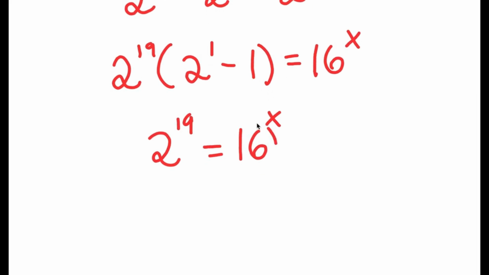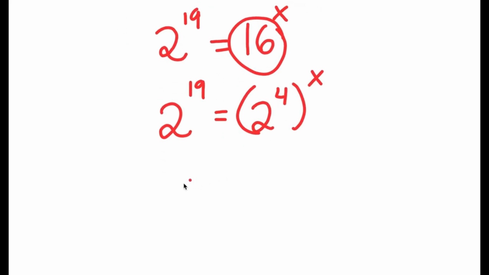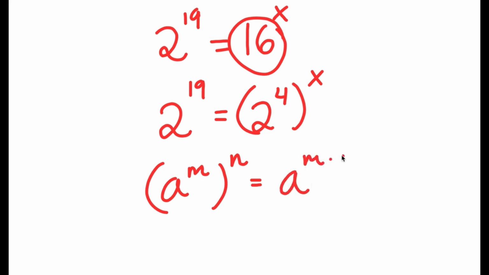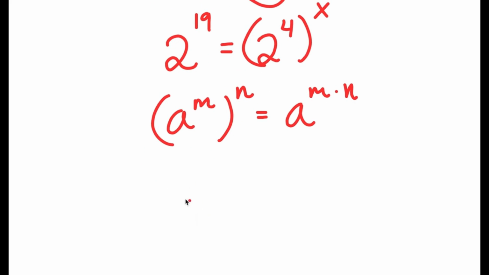Now, 16, that's the same thing as 2 to the power of 4. So now I have 2 to the power of 19 is equal to 2 to the power of 4 to the power of x. And if I have something in the form a to the power of m to the power of n, this is equal to a to the power of m times n. So 2 to the power of 4 to the power of x, that's going to equal 2 to the power of 4 times x, which is also 2 to the power of 4x.